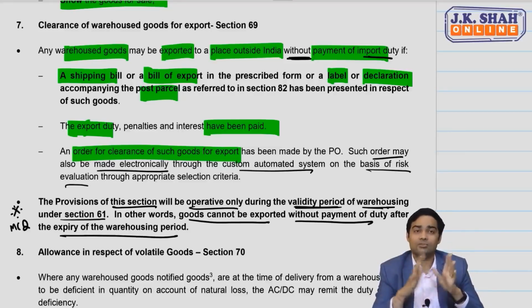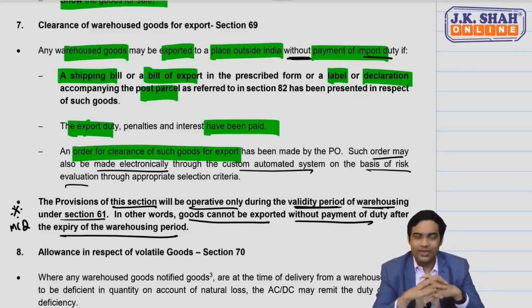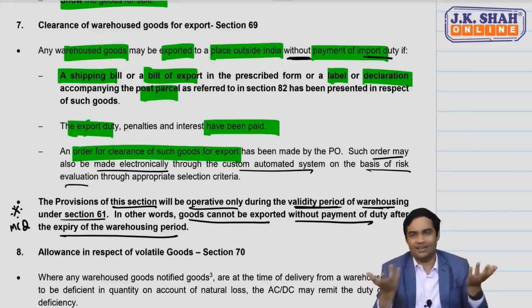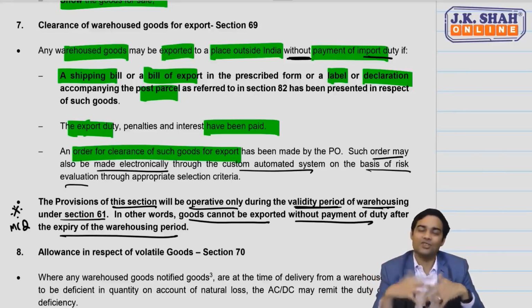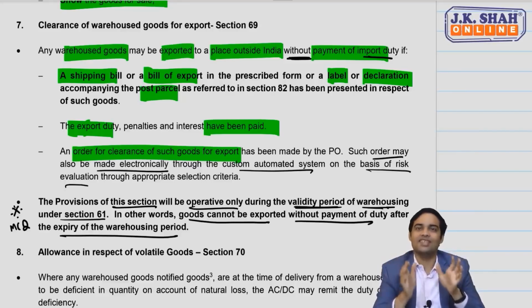Now, say suppose, sir, what will happen if warehousing period expires? Then you'll have to pay custom duty. Once you pay custom duty, then you can export it and claim a duty drawback. That option is there. But which is better, people? Which do you prefer? Paying and then claiming a refund, or not paying? And not paying, obviously. Plus duty drawback is restricted to 98%. So all those taken into consideration, you have to take a decision of export within the warehousing period. Okay.